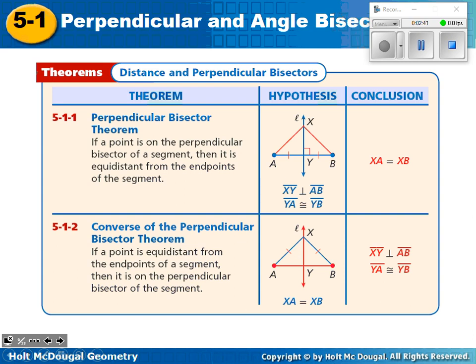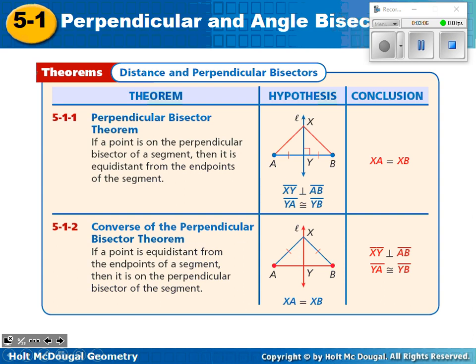The perpendicular bisector theorem says if a point is on the perpendicular bisector of a segment. So first of all, look at your segment AB. What is the perpendicular bisector in this picture? XY or line L, right? Same thing, XY or line L. It is a perpendicular bisector. That means that it's forming a right angle and it's splitting the line segment into 2 congruent parts.